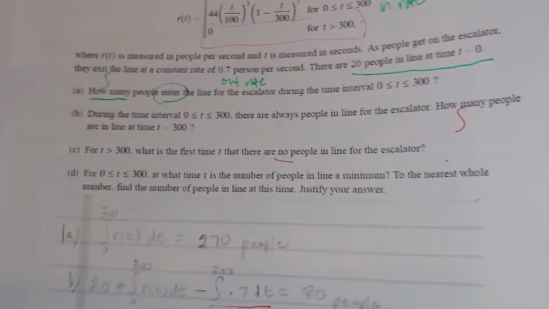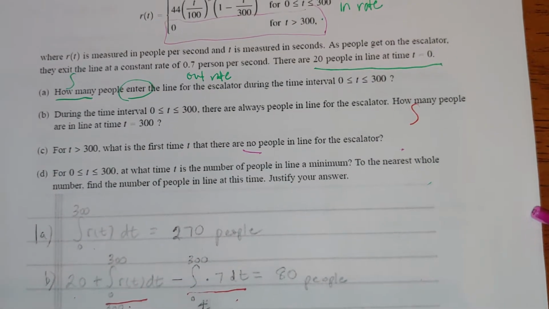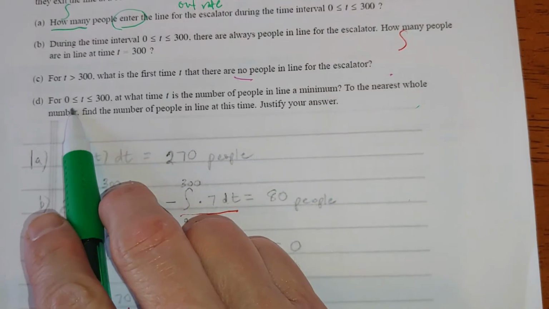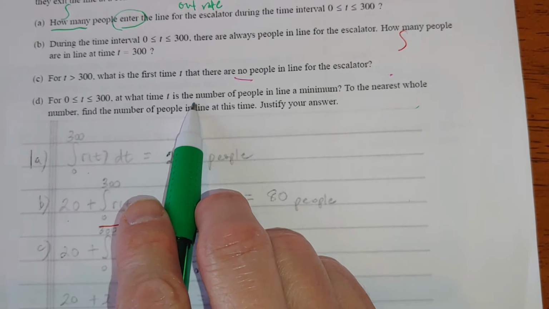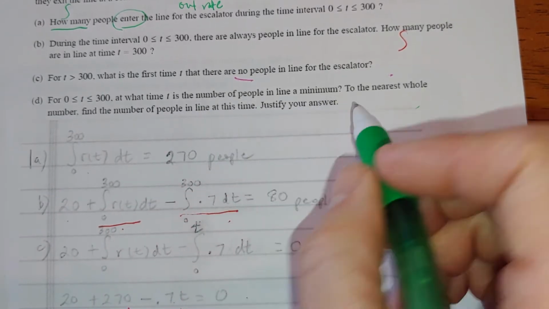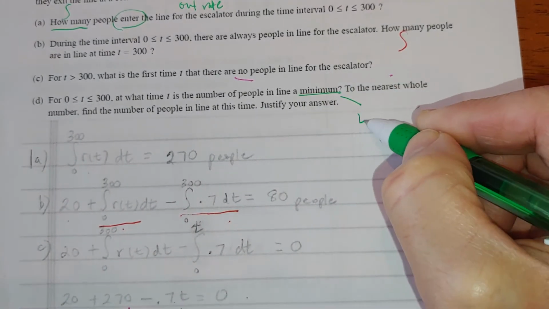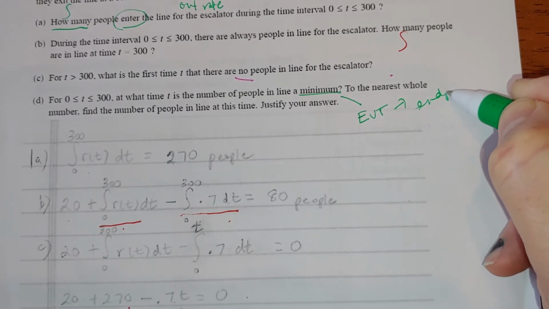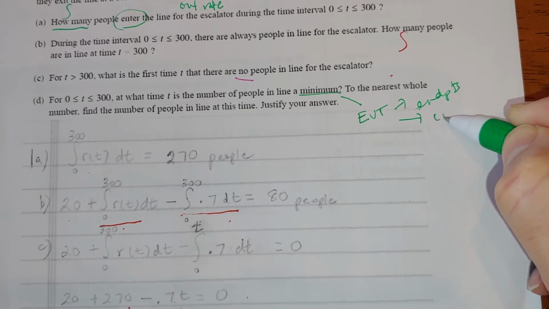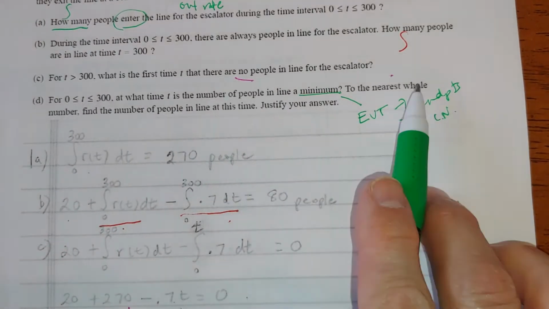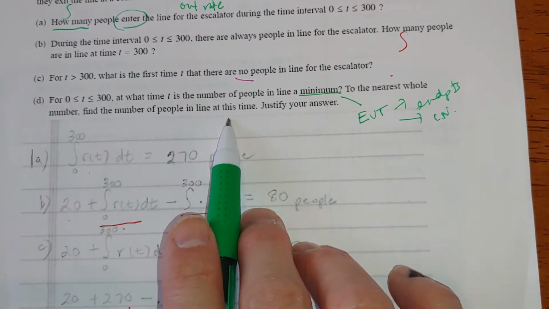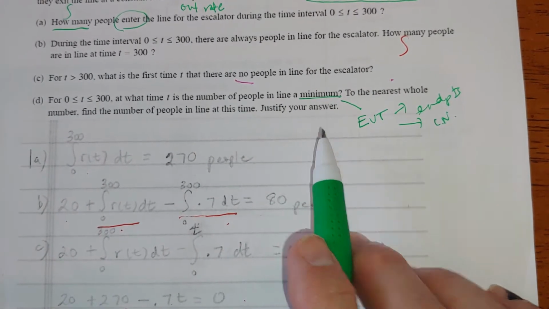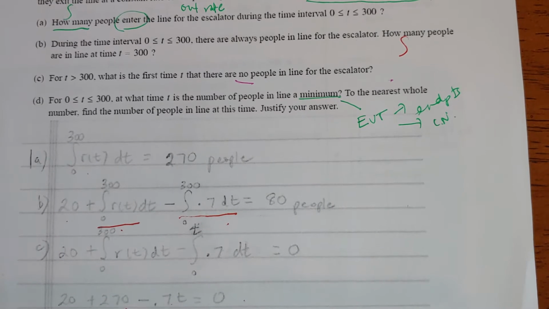Finally, part D. In part D, they're asking us again to go to the good old EVT. So at what time is the number of people in line a minimum? So we're looking at EVT. I can continue to remind you that we have to consider the endpoints. It has to be in the argument and the critical numbers. To the nearest whole number, find the number of people in line at this time. So not only are we going to have to say when they're at a minimum, we're going to have to find how many people there are.